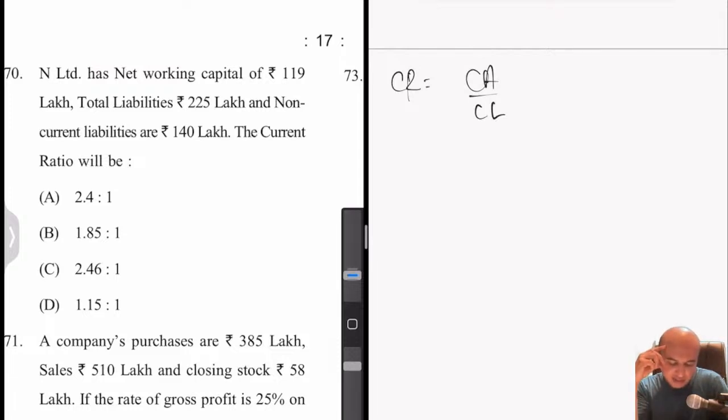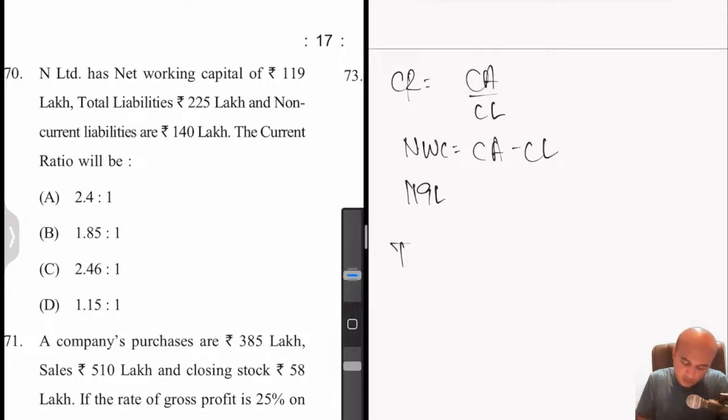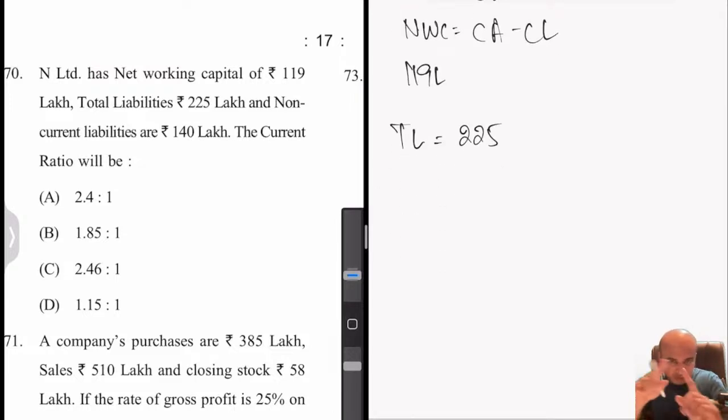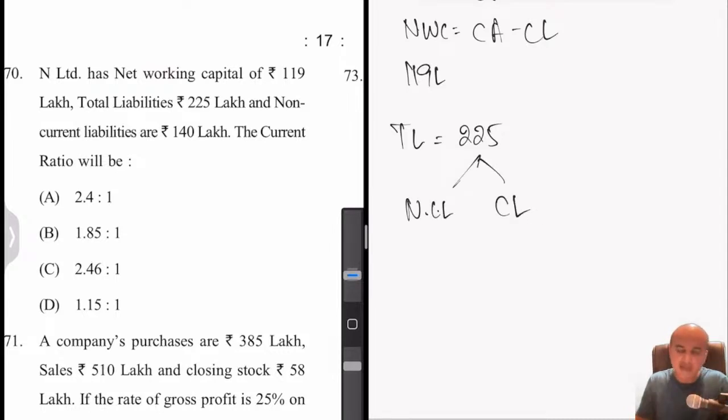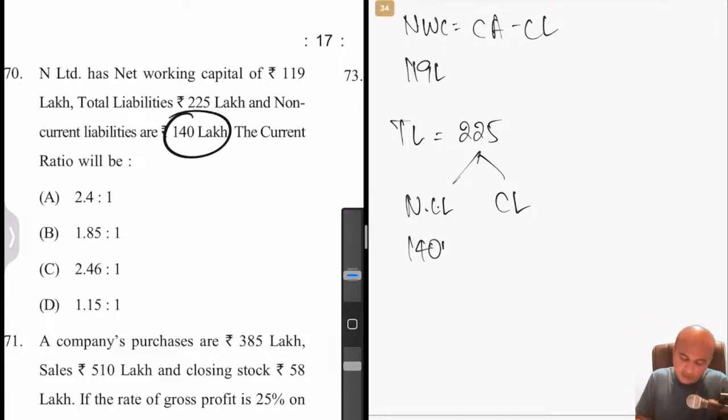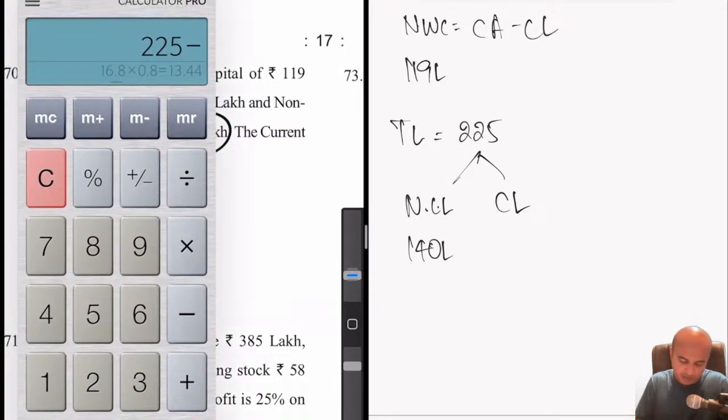Let's see. N Limited has net working capital of 119 lakhs. Okay, what is this net working capital? It is nothing but current assets minus current liabilities. So that is 119 lakhs. Now, at the same time, they say total liabilities is 225 lakhs. So they have split the total liabilities into two different things, non-current liability and current liability. Out of this 225, non-current liability, they say in the question itself, is 140 lakh. So how much is remaining? 225 minus 140. So 85 would be the current liability.